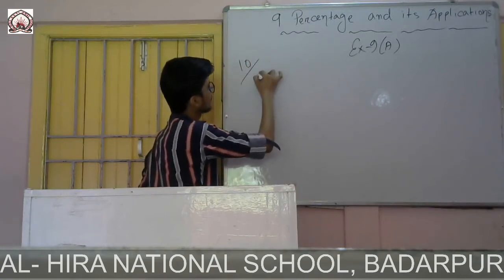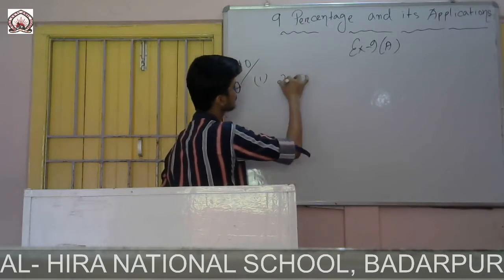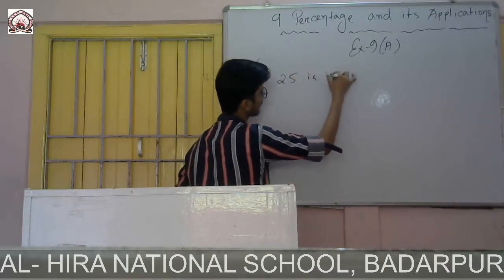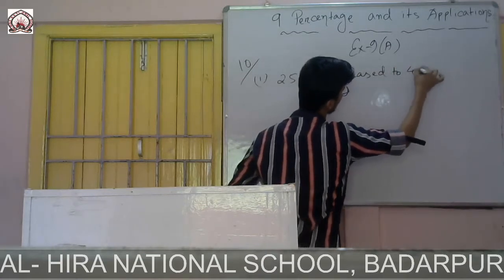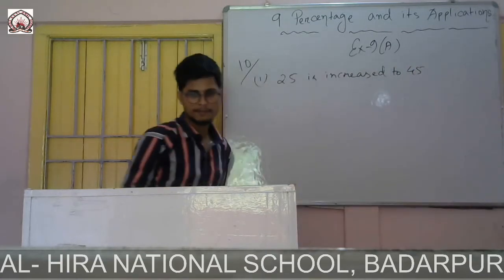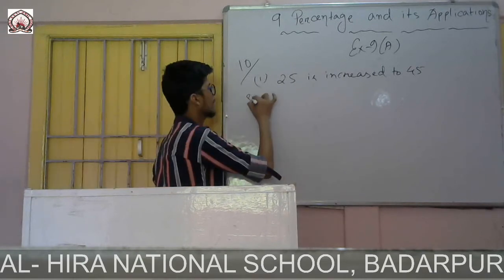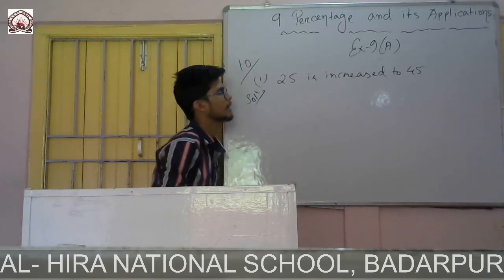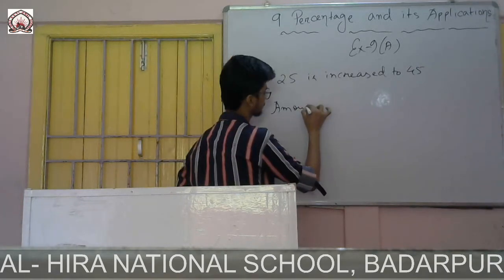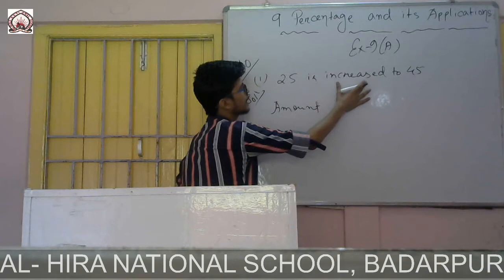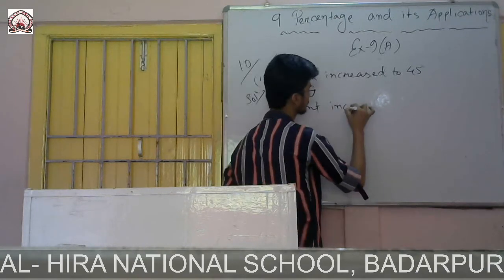Question number 10, Roman number 1. 25 is increased to 45. So first of all, I will find how much amount increased. If decrease is given, we will write amount decrease. If increase is given, we will write amount increase.